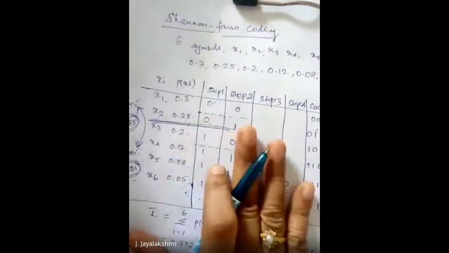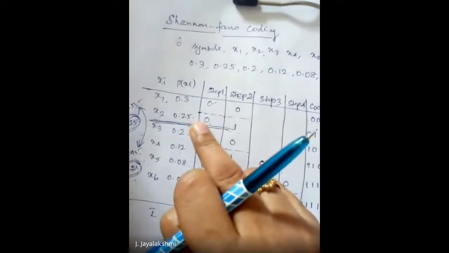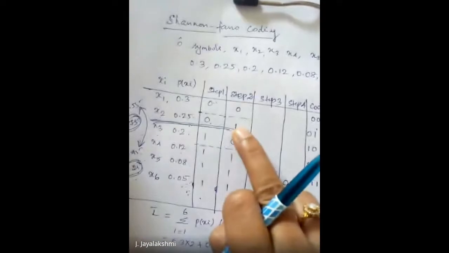And coming to the second step, now you have got two sets. Now you have to partition within the set. So in this first set, you have got only two symbols. One is 0.3 and one is 0.25. So assign 0 for 0.3 and assign 1 for 0.25. Okay, that is over. So further, no partition is possible. So leave the first two symbols. Come to the below four symbols.